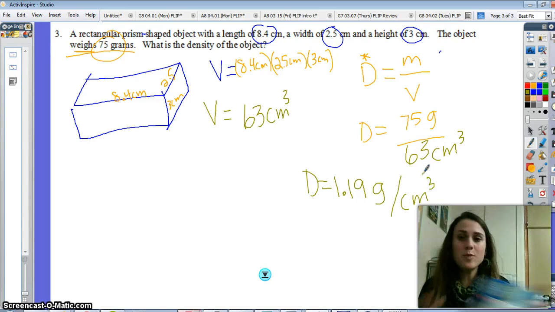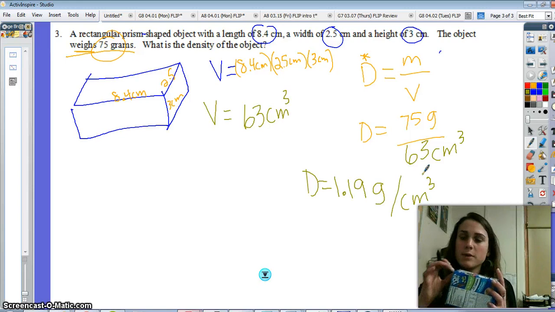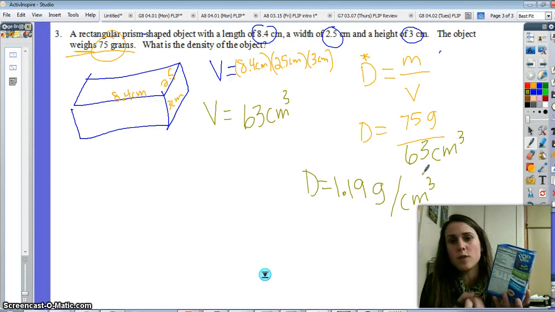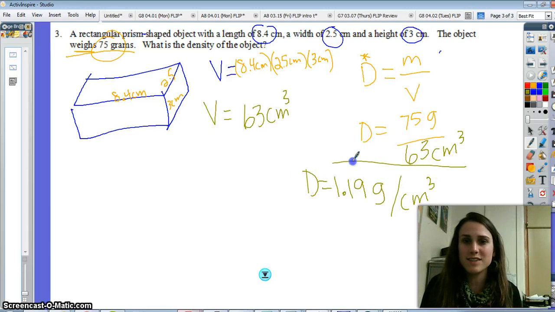For every cubic centimeter of this rectangular prism, there is 1.19 gram of weight. Okay? Each cubic centimeter, I could divide this into a bunch of little cubic centimeters, and each one would weigh 1.19 grams. That's what the density means.